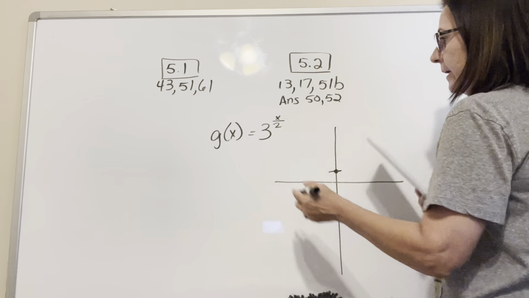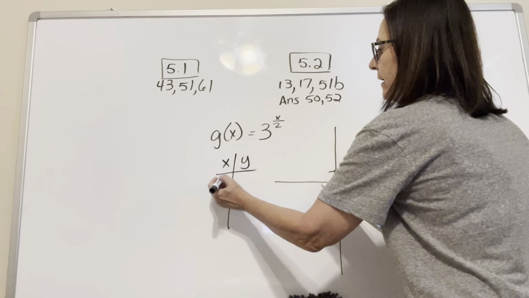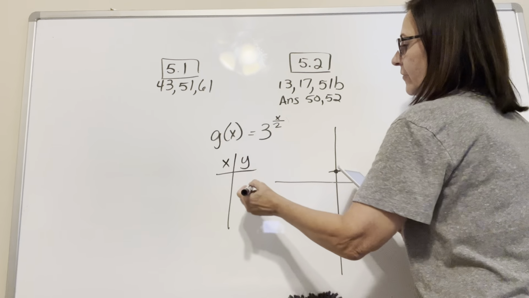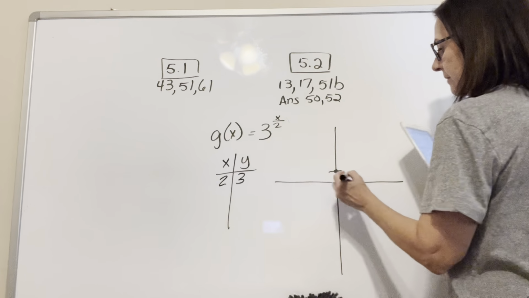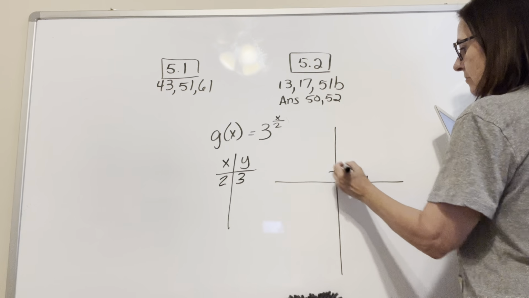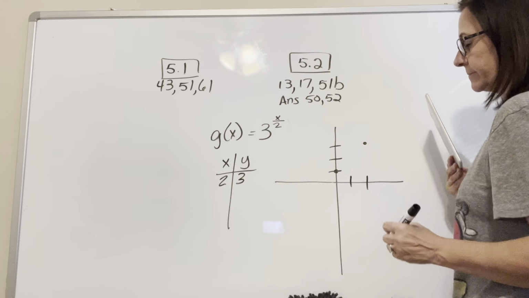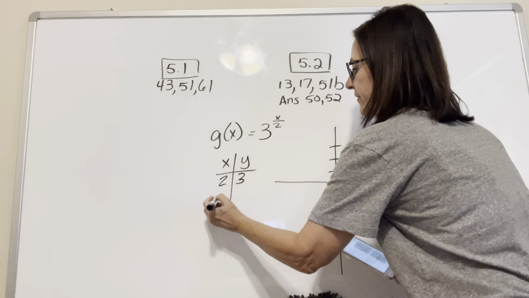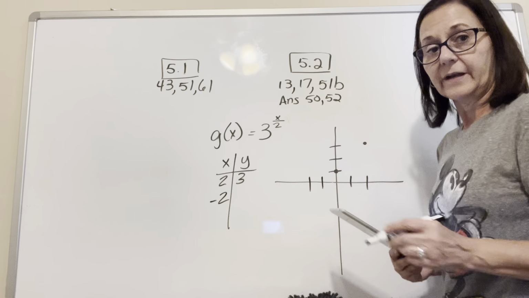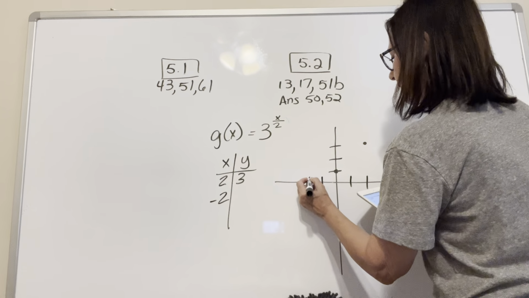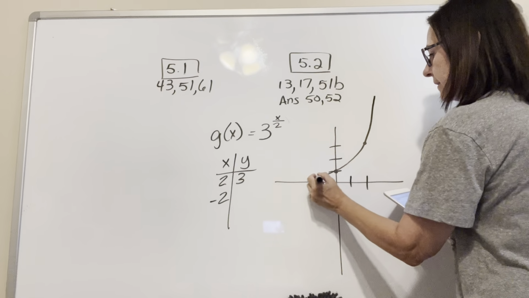All right. Now, let's pick values for x and solve for y. But I want an obvious number. So for x, when it's 2, that's 3 to the first power. It's going to be 3. So that's 1, 2, 3. All right. Now let's go to negative 2. Negative 2, it's going to be 3 to the negative 1, so that's going to be 1/3, about here. So actually it's going to look something like this.